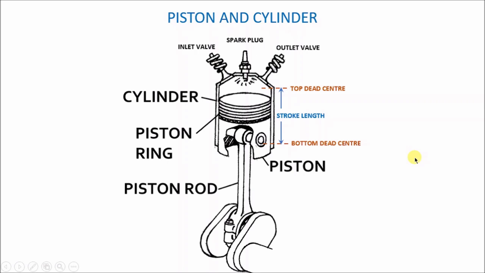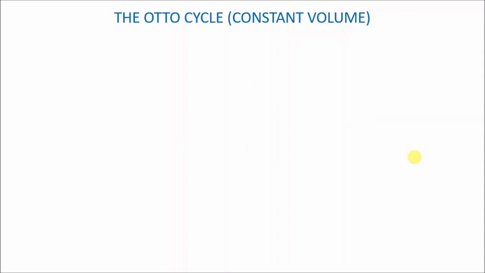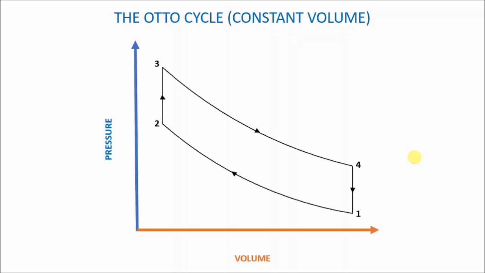Okay, now let us look at the first cycle I wanted us to look at. And that is the Otto cycle. Now, the Otto cycle is also referred to as the constant volume cycle. And the reason for that is because when you look at the diagram of the Otto cycle, you can see that state 1 and state 4 have the same volume, and state 2 and state 3 also have the same volume. So that is why the Otto cycle is called the constant volume cycle.